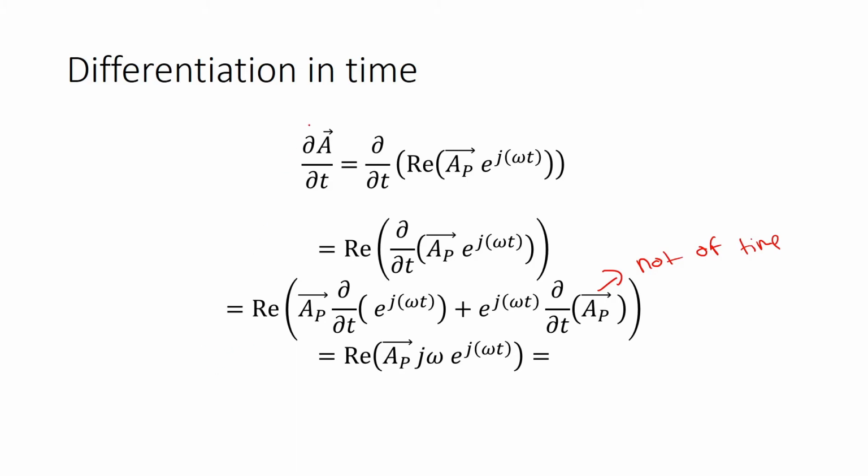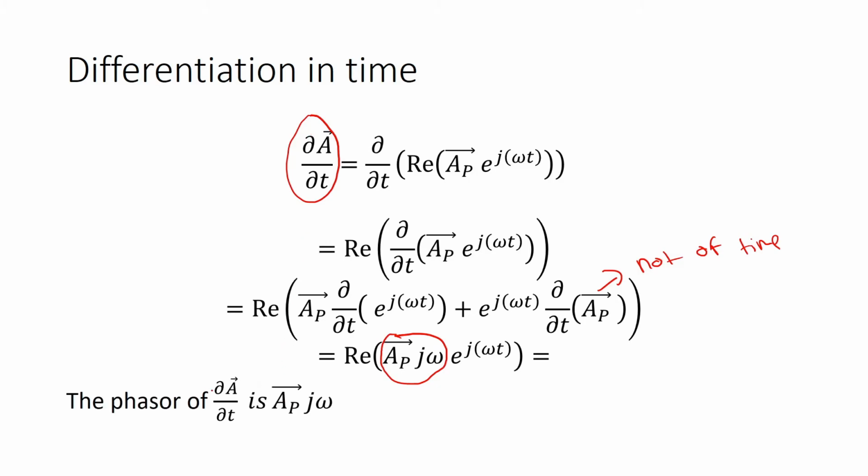You may see dou A bar by dou t, which itself is also a time harmonic field, is the real part of Ap bar j omega times exponential of j omega t. Now this is the new phasor of dou A bar by dou t. So the phasor of dou A bar by dou t is Ap bar j omega, where Ap bar is the phasor of A bar. So if somebody tells you that 3 ax bar is the phasor of some vector field B bar and asks you what is the phasor of dou B bar by dou t, then the answer is 3 j omega ax cap. So this is the relationship between the phasor of a time harmonic field and the phasor of the time differentiated time harmonic field.